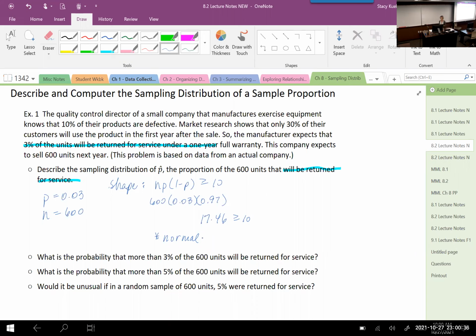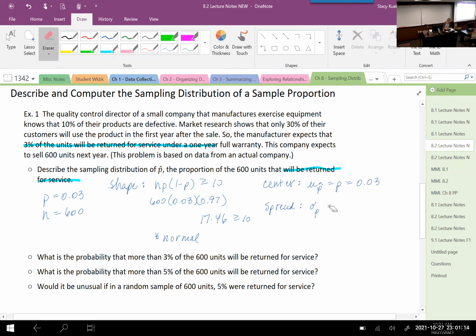That's the shape. The center, remember, is always talking about the mean. The mean of p hat has to be equal to the population p, or in other words, 0.03. The mean of the sample is the same as the mean of the population, just like in class the other day. And the spread has to do with the standard deviation of our sample proportion.